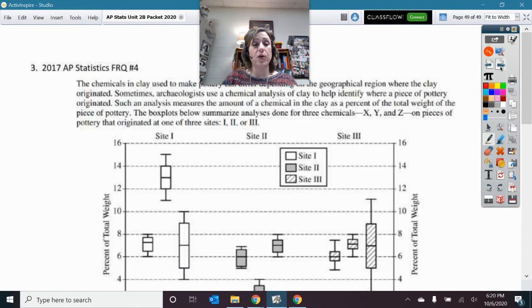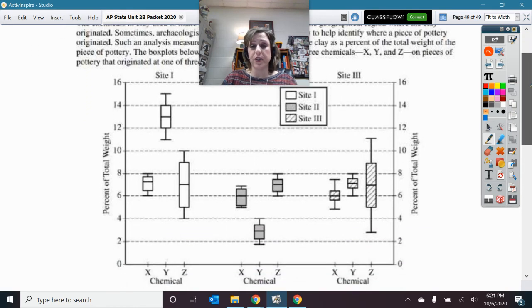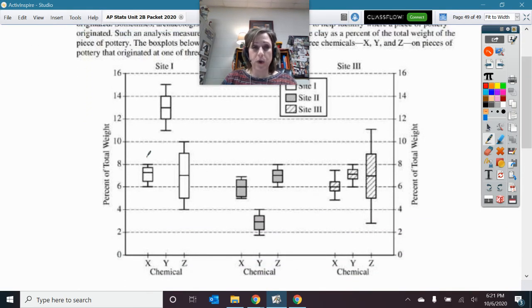And then finally, oh, this is a good one. This is an AP free response question. Very, very, very important one. It's a very interesting question or problem about these 3 different chemical levels in the pottery at 3 different sites and the kinds of things you can determine from these box plots and comparing them.